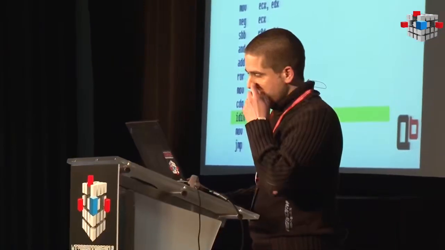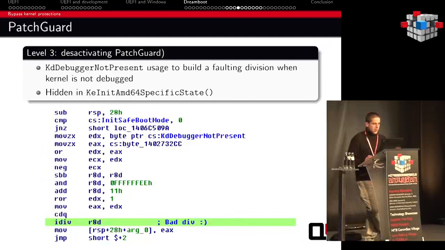So now I've looked for PatchGuard and a way to deactivate it. It's quite easy to find the function which initializes PatchGuard. In fact, if you have the official debug symbols, PatchGuard can be found under the KiInitAmd64SpecificState function. It's quite obfuscated, but not really, in fact.